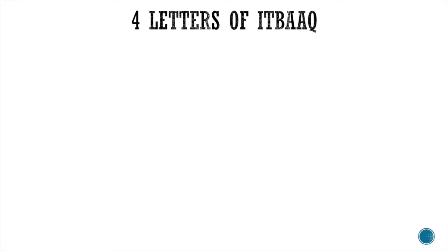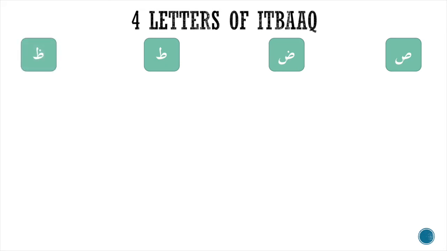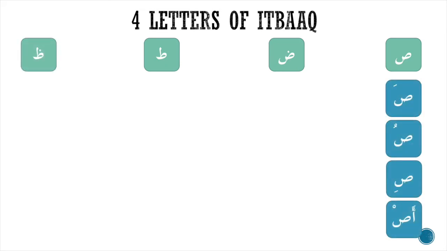There are 4 letters of itbaq: the letters sad, dad, ta and dha. We will look at each letter in more detail. For the letter sad, sa, su, si, as. And you can hear and see that the mouth is quite compressed, and it does not open fully.